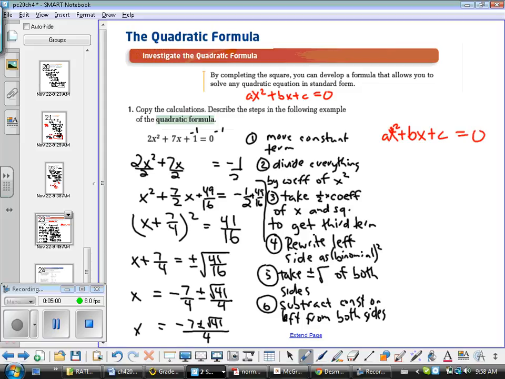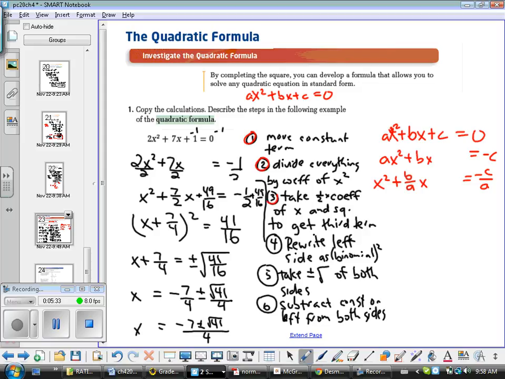Step 1 tells me to move the constant term. My constant term is c, the one without the x in it. So ax squared plus bx equals negative c. Divide everything by the coefficient of x squared. I end up with x squared plus b over a times x equals negative c over a. I've divided everything by a. It canceled out in the first term, and then I have a denominator of a for everything else. That was step 2.